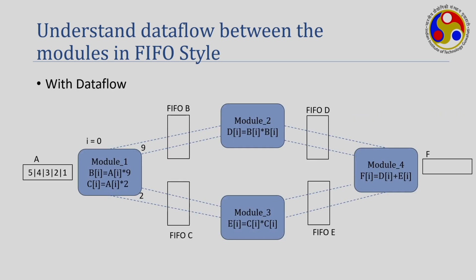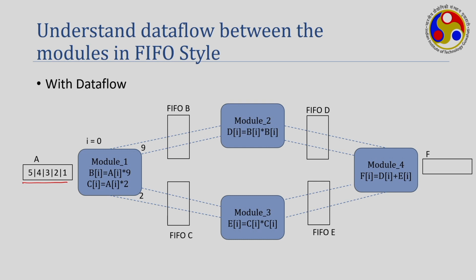Let us take the same example, and say initially I have this data array of size 5. This is module 1, 2, 3 and 4, and this is a FIFO. FIFO means first in first out, that means whatever input I give, it will come out in the same order. So, it is kind of a queue. Whatever data you write, it will be consumed in that same order. Okay, so now let us see.